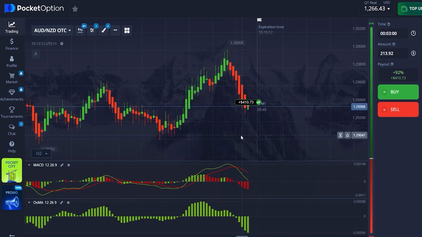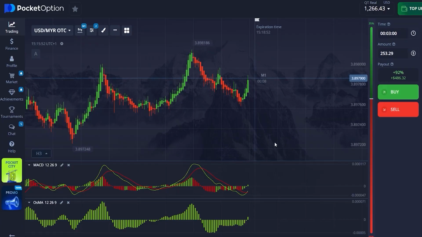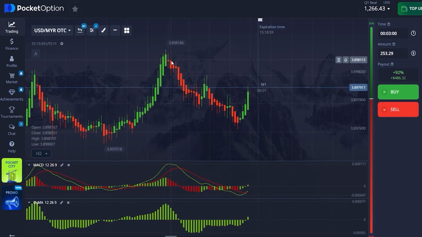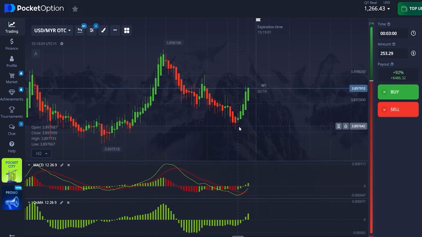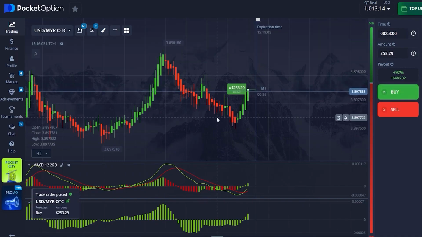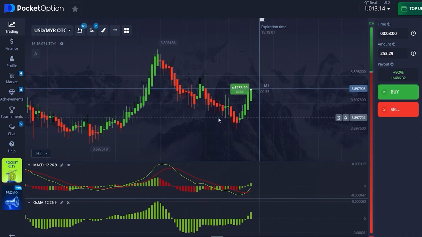Right here, I also make another win. Right here, I'm finding an opportunity for an upward directional move. The market has actually moved towards a downside direction. So I'm going to go for an upward directional move right here.